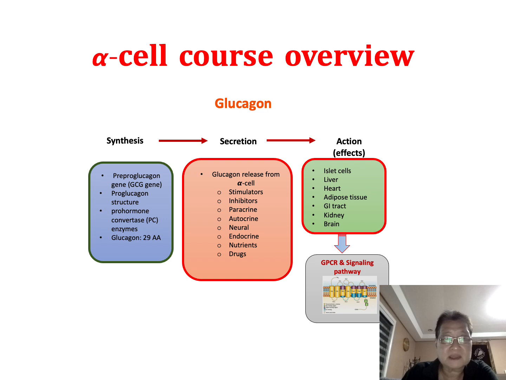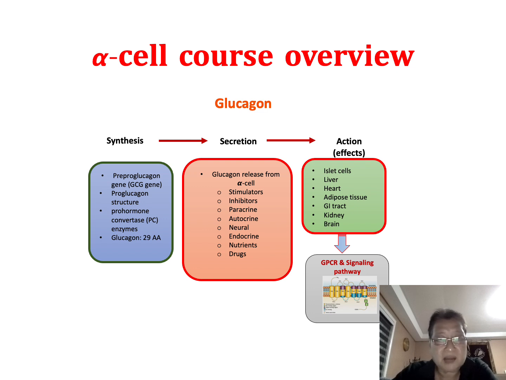Then as far as secretion is concerned, when glucagon is already formed in the alpha cell, there are a lot of hormones, nerves, and neurotransmitters that can stimulate or inhibit. It's either through the process of paracrine, autocrine, or even neural, endocrine, nutrients, and even drugs.